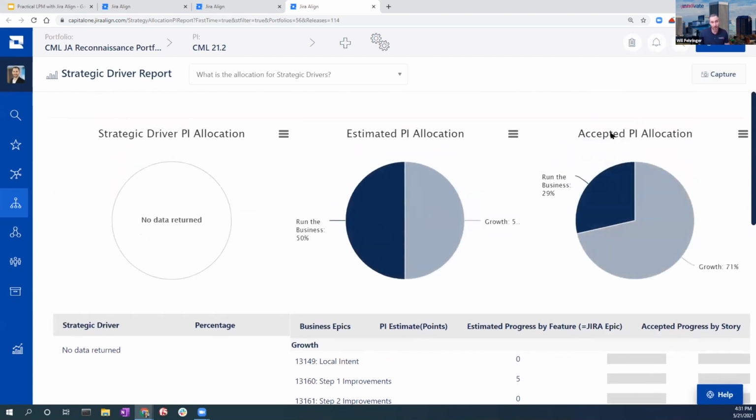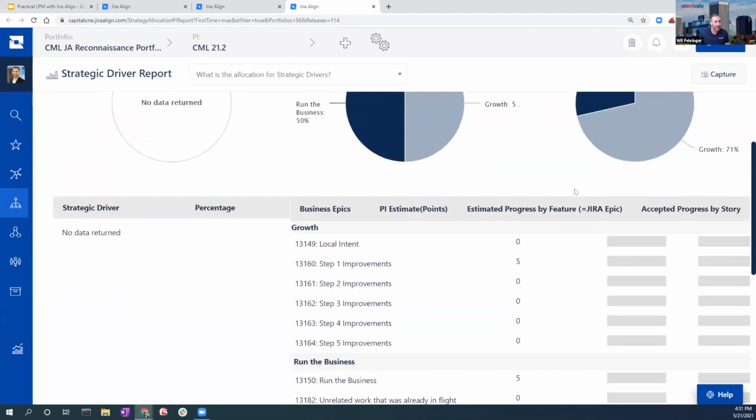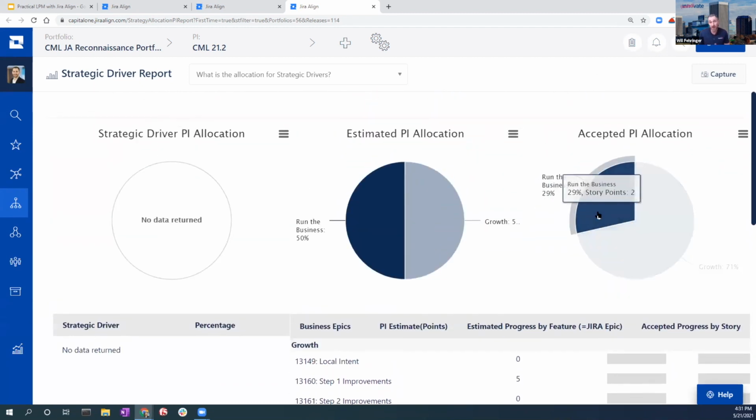This chart over here on the right is our accepted PI allocation. It's showing our live data of where our capacity is actually being spent by rolling up our stories to our features, rolling our features up to our epics, and adding it up and putting it in this pie chart. So if we scroll down and hover over, we can see we're actually only spending 2 story points on run the business and 5 story points on growth. So we actually had a lot bigger percentage of our pie chart to spend on growth items than we were expecting. That can be great information to run with.